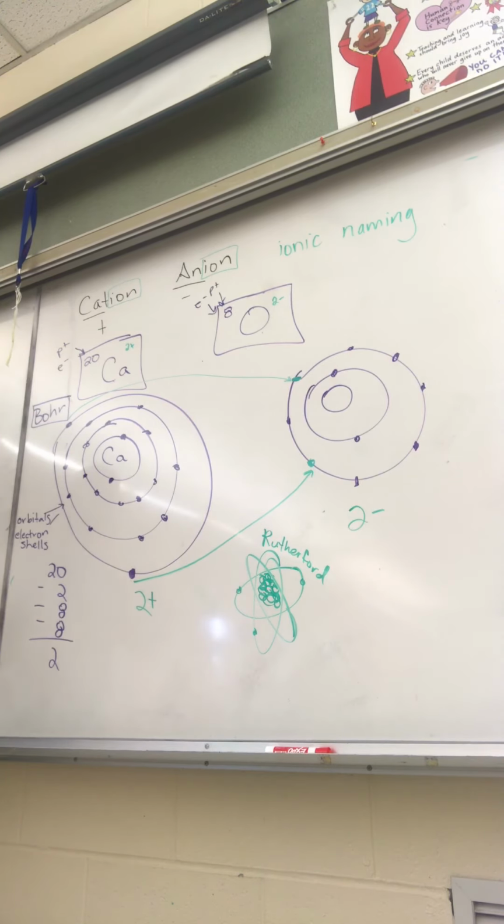So with calcium, we had 2 in the first shell, 8 in the second shell, 8 more in the third shell, and we still had 2 left. Those were called valence electrons. Valence meaning they're on the outside shell. Valence electrons.